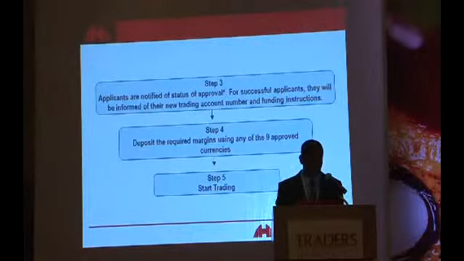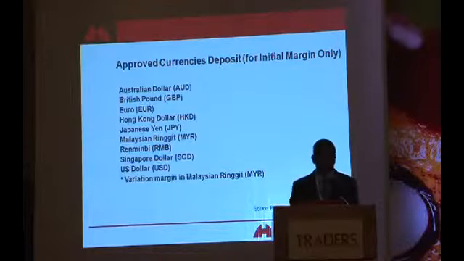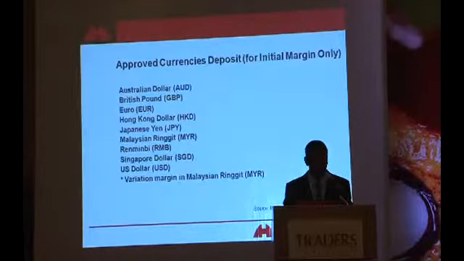Next, the client has to deposit the margin using any of the 9 approved currencies. I will show you the approved currencies. And the last step is to start trading, as I said, by voice or by internet. These are the approved currencies for deposit: Australian dollars, British pound, euro, Hong Kong dollars, Japanese yen, Malaysian ringgit, renminbi, Singapore dollars, and US dollars.